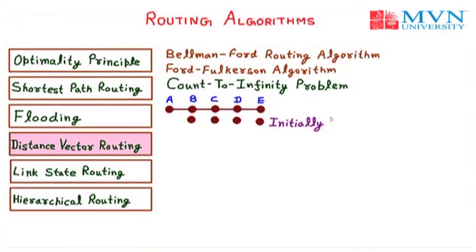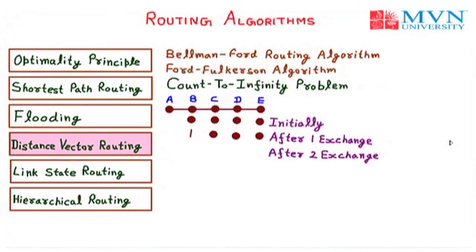Now when the data packet passes from A to B, after one exchange, the value of B will be 1, because the number of hops before B is only A. So B will be 1 and the rest will be blank, because data is only received by B. In the next turn, after 2 exchanges, the data will be passed from B to C. That means before C we have two routers, A and B, so the value of C will be 2, and the rest of the routers, D and E, will be blank.